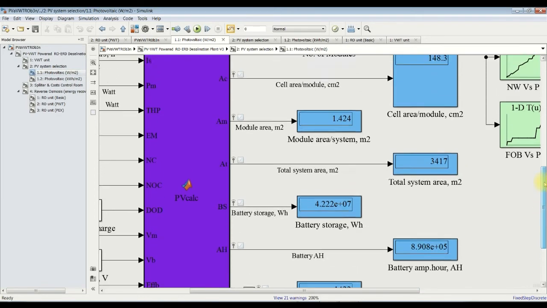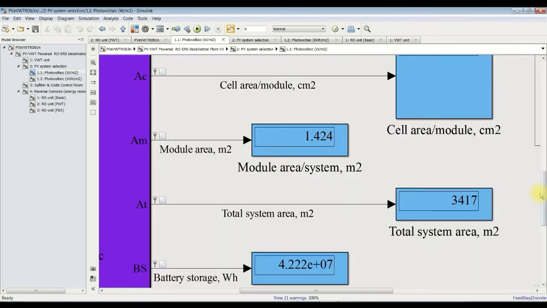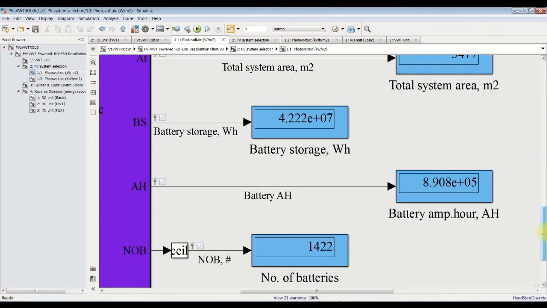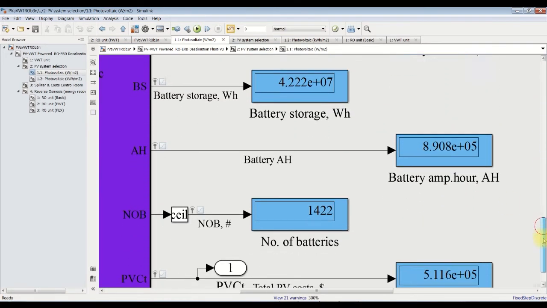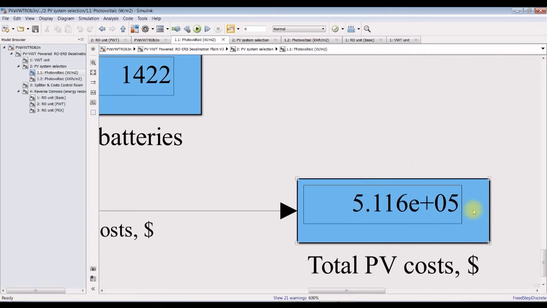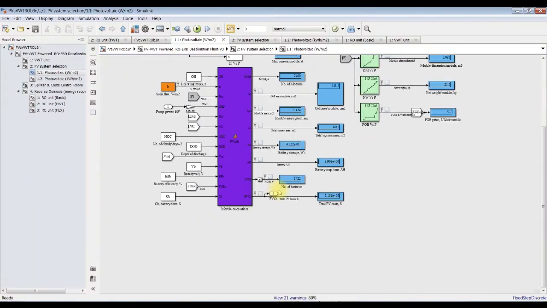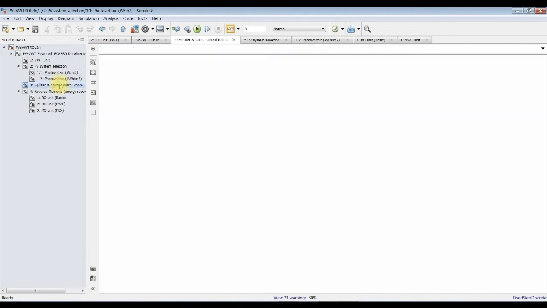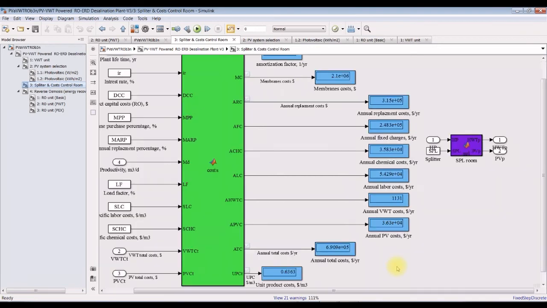Okay, the module type is changed. Module area, cell area, sure. Battery hour, ampere hour, and number of batteries, and this is the total cost. This is the total cost of photovoltaic in order to sustain a 500 kilowatt load as a demanded load on the reverse osmosis high pressure pump.